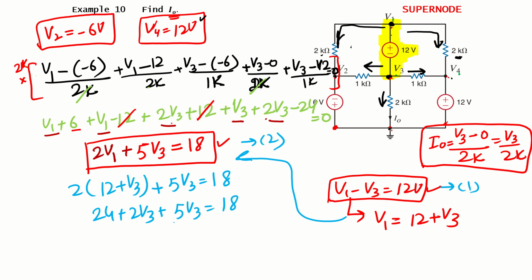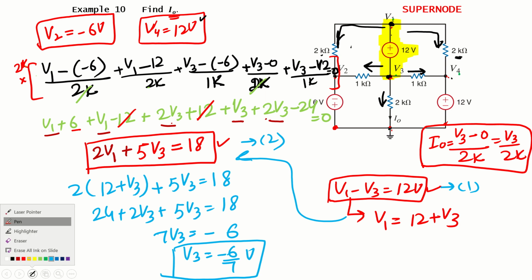So 5 plus 2, that is 7 V3. And 18 minus 24 will be minus 6. So what is the value of V3? Minus 6 over 7 volt. So we have V3. Also, we don't need V1. Why don't we need V1? Because we just want to find I naught, which is V3 over 2k.